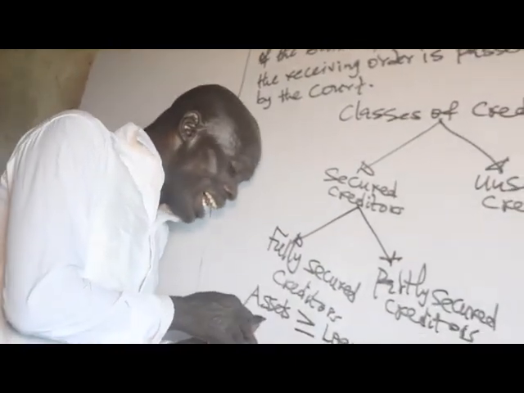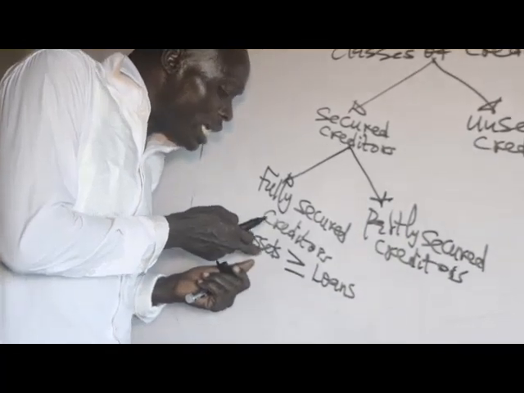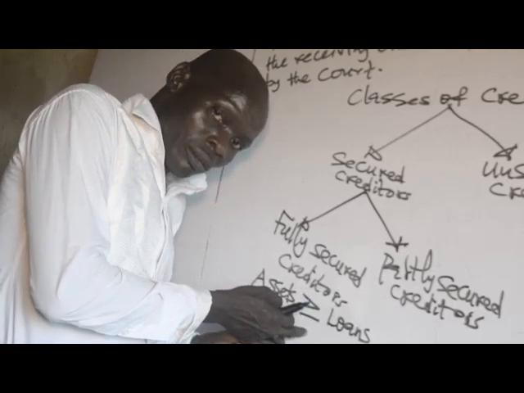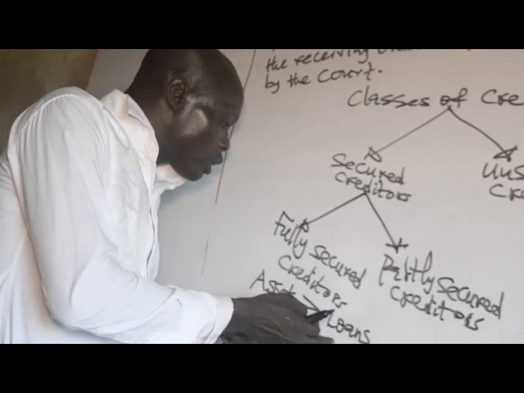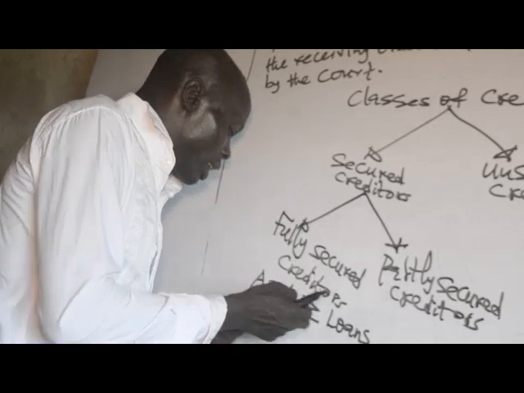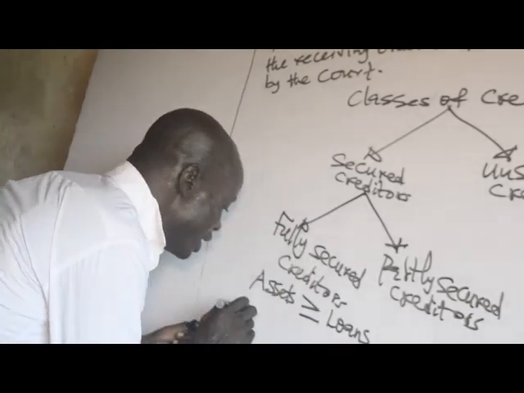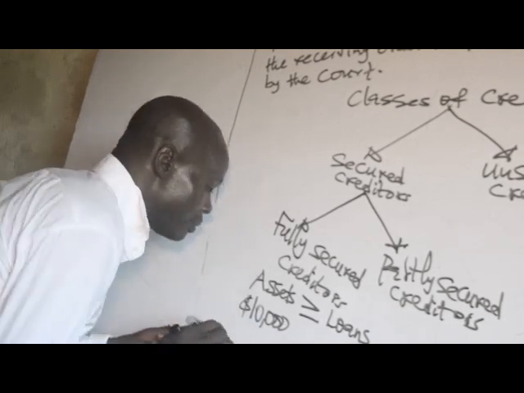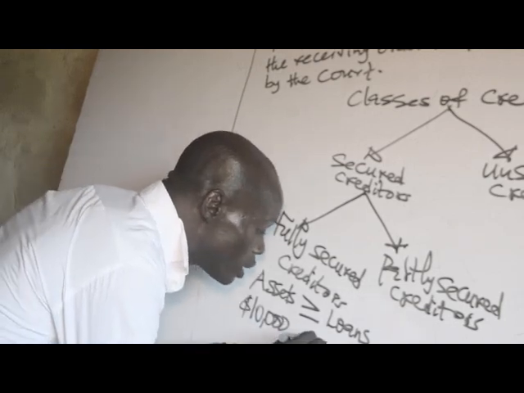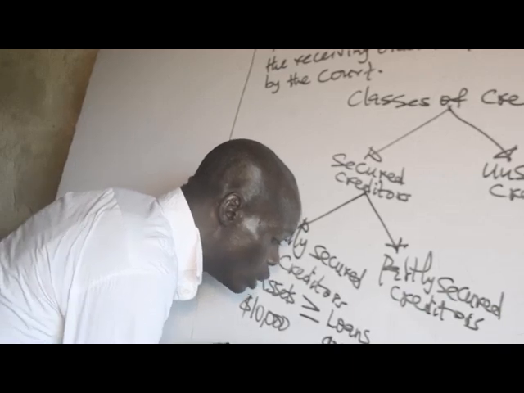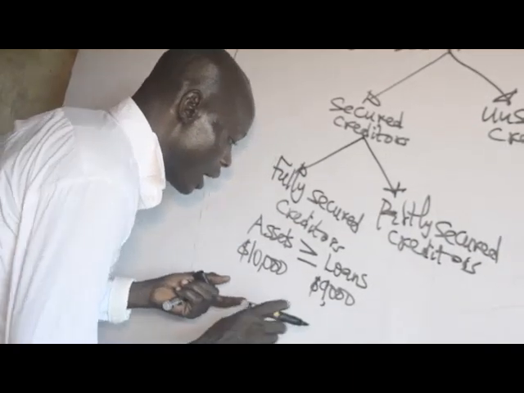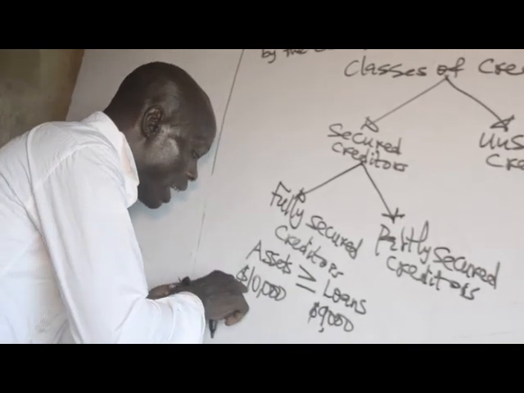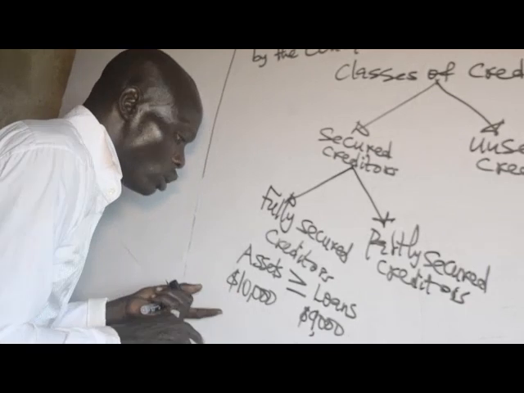If the value of the assets used as collateral is greater than or equal to the value of the loans, such class of creditors are said to be fully secured. For instance, if the value of the asset is $10,000 and the value of the loans is $9,000, the creditor is said to be fully secured. The value of the loan is lower than the value of the asset used as collateral.